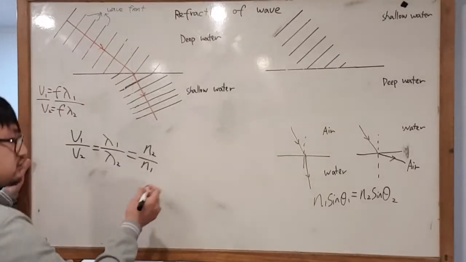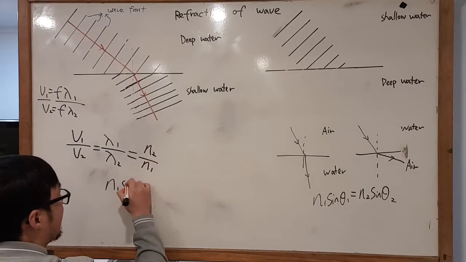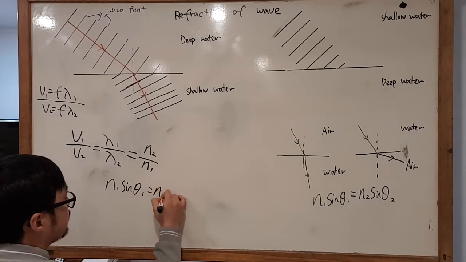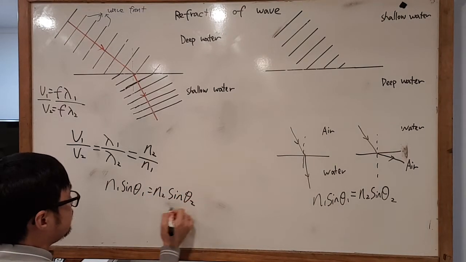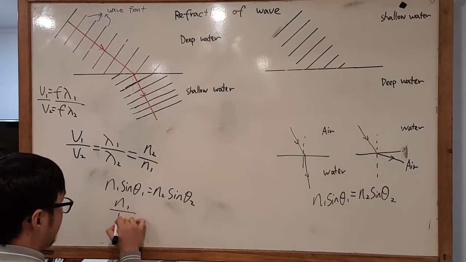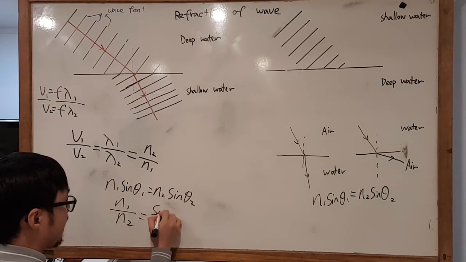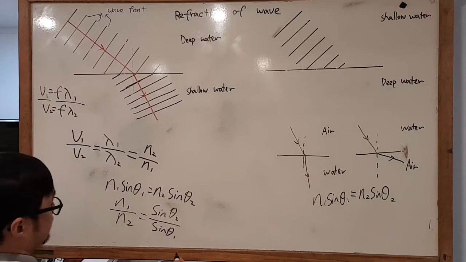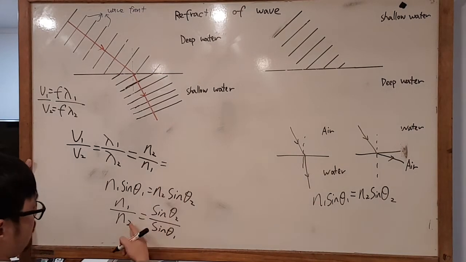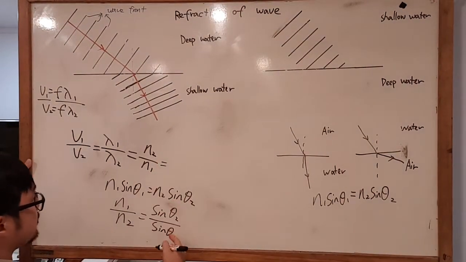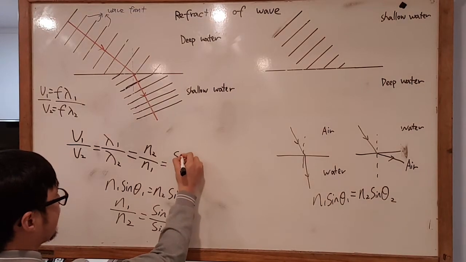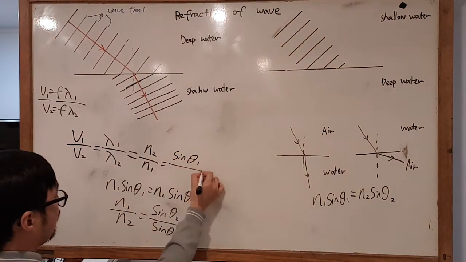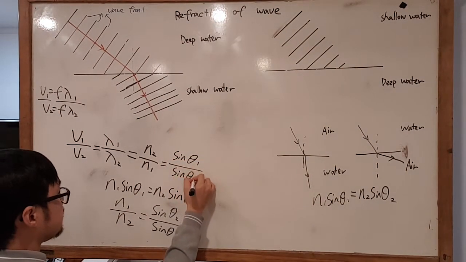All right, and then we also have that equation, N1 sine theta 1 equal to N2 sine theta 2, and saying N1 divided by N2 equal to sine theta 2 over sine theta 1, okay? So now, over here, that's N2 over N1, so that will equal to sine theta 1 over sine theta 2.